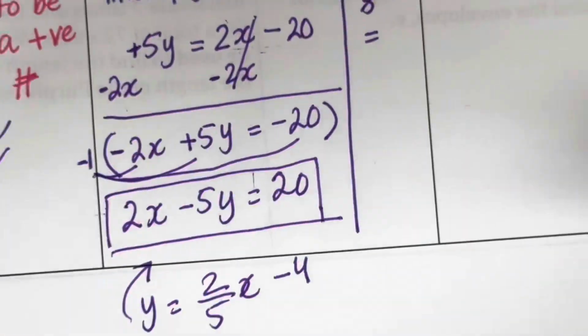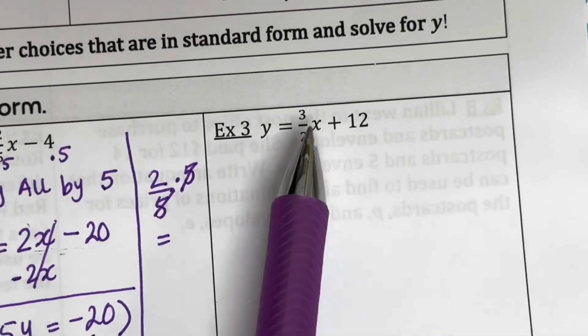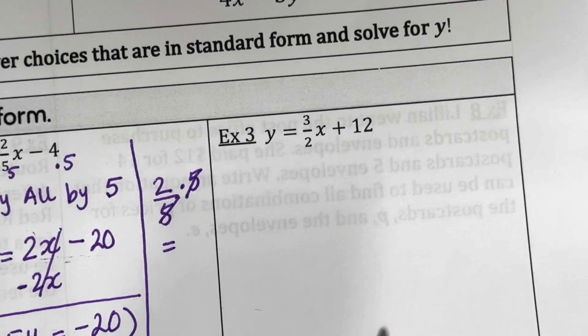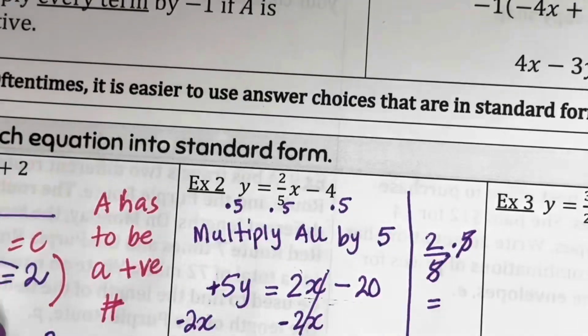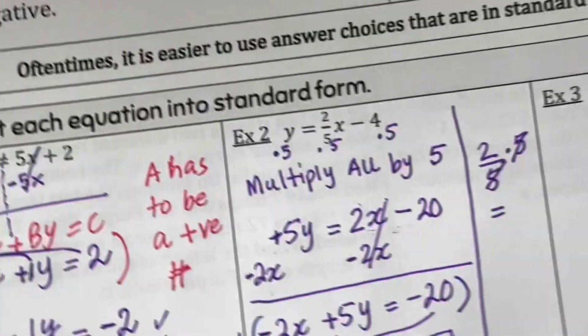All right. Pause over here and go ahead and do example number 3. First step, get rid of that fraction. And then just follow the steps from here. It should be fine.